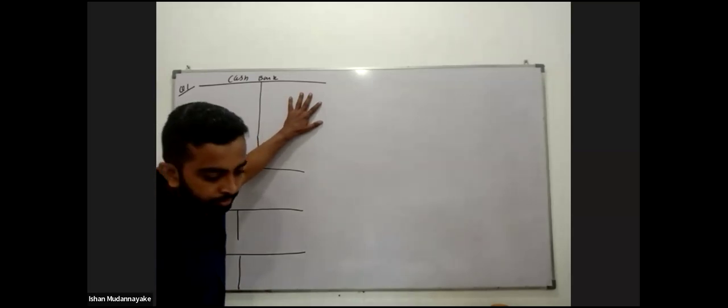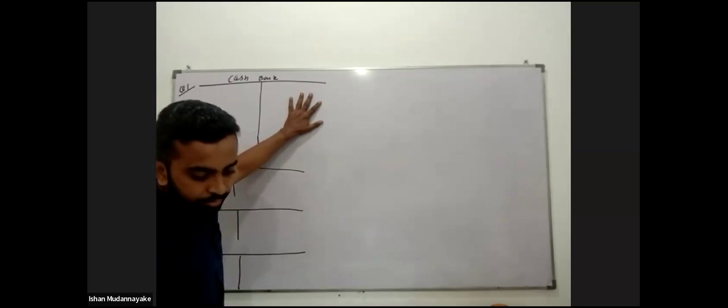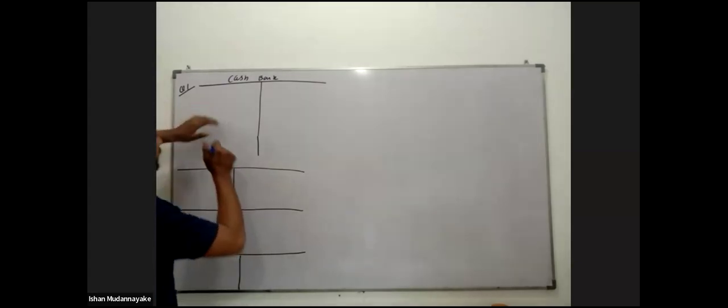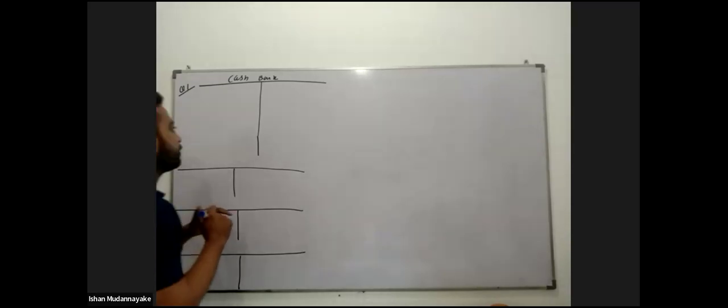Figures in thousand. Right. Then here, first transaction is the owner invested 500,000 as capital. Please write answers in thousand figures. If the owner invested 500,000 in the business organization, how to record a ledger account?